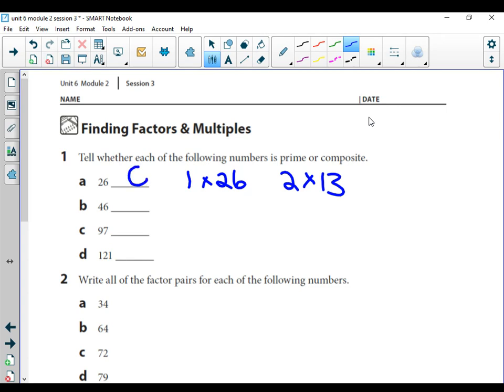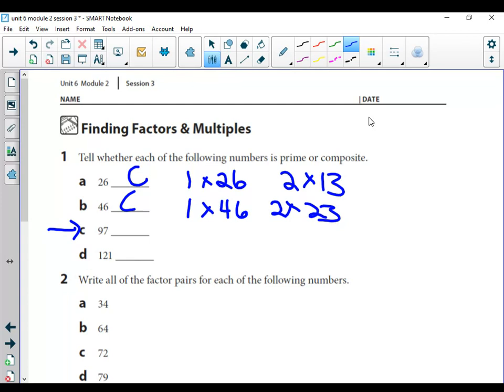B, 46. 46, again, is an even number that's above 2. So it's going to have multiple factor pairs. For example, 1 times 46, 2 times 23. Does it have 4? No, 4, 5, 6. Anyway, composite. And so on and so forth. But this one's odd, so you got to think, are there really any other factor pairs than 1 and 97? That one could be prime.